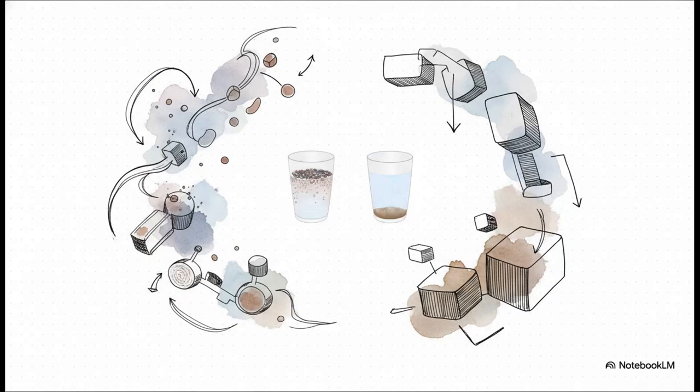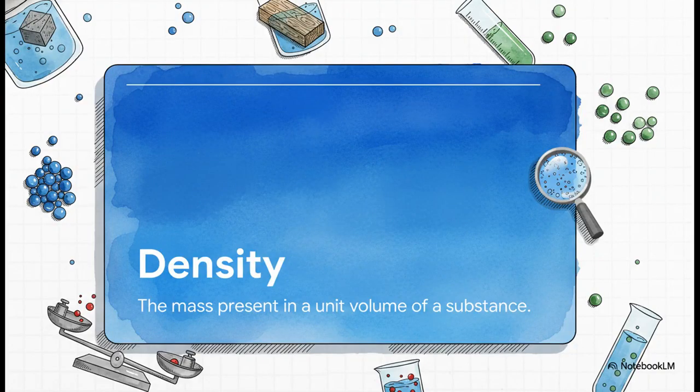So here's our puzzle again, side by side. Sawdust floats, sand sinks. They're both solids, they're both in water, but they act in completely opposite ways. And the invisible force that explains this whole thing is density. So what exactly is density? Well, the simple way to think about it is how much stuff or mass is packed into a certain amount of space, or volume. It's basically a measure of how crowded the atoms are inside an object.